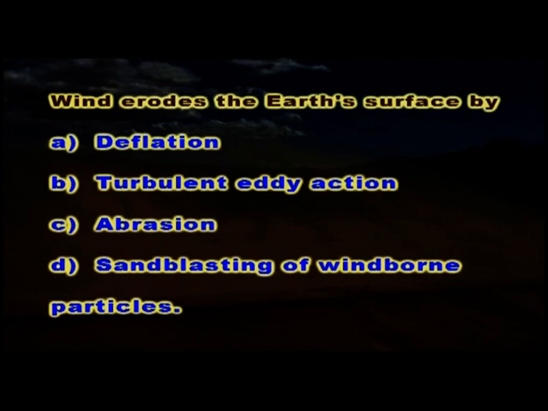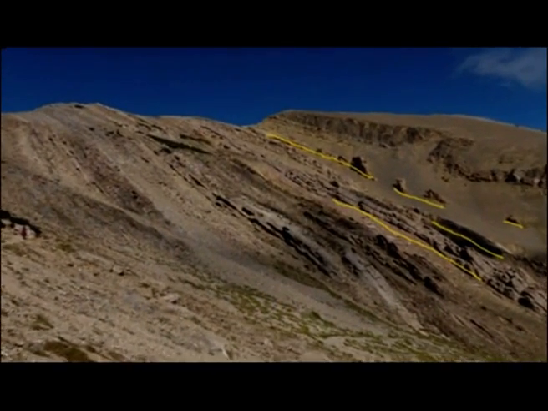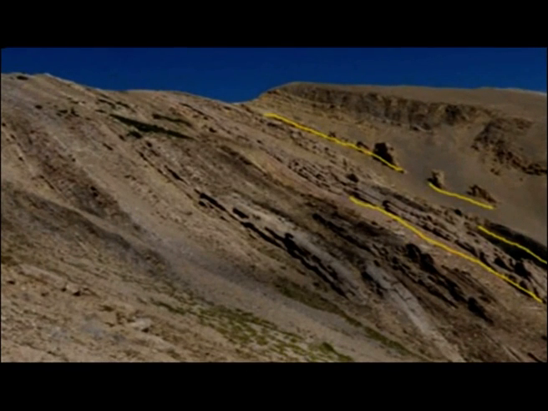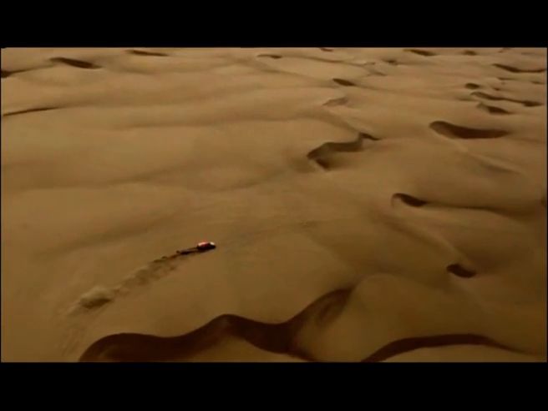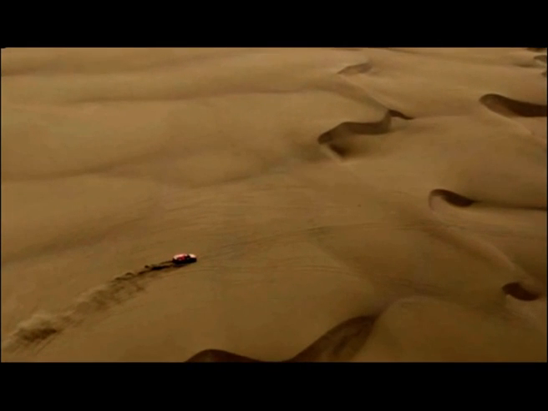Wind erodes the earth's surface by deflation, turbulent eddy action, abrasion and also by sand blasting of wind-borne particles. The regions which experience intense and substantial erosion are called wind deflation zones. Most Aeolian deflation zones are composed of desert pavements. Almost half of the earth's desert surfaces are stony deflation zones.